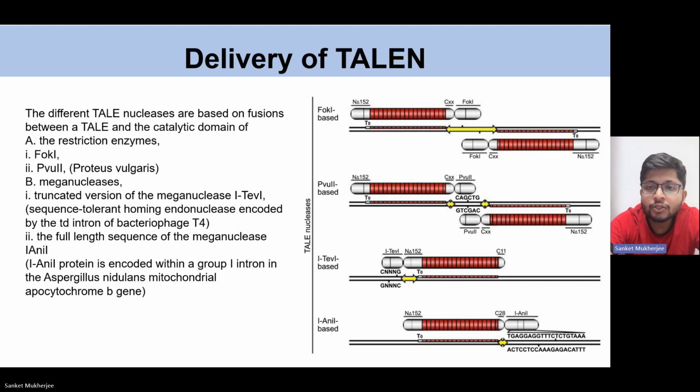These TALEs could be fused with meganucleases, like a truncated version of meganuclease, TevI, as in this case. It is encoded from bacteriophage T4. So we can use meganucleases for this. Then there could be a full length sequence of meganuclease. So truncated version or full length version, we can use meganucleases to cleave the DNA and cause a double stranded break.